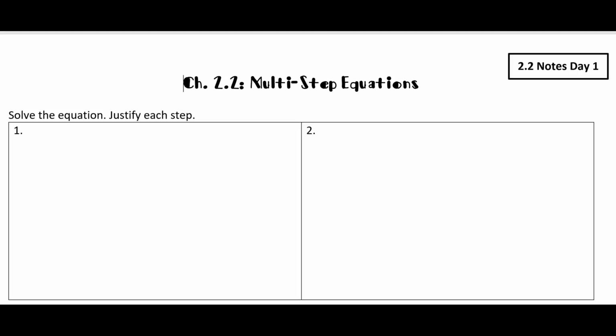In this lesson, we're going to solve multi-step equations. So the first thing we're going to do is solve an equation and justify every step. Looking at number 1, our equation is 6x minus 8 minus 2x equals negative 16. This first step is our given. This is the given equation.